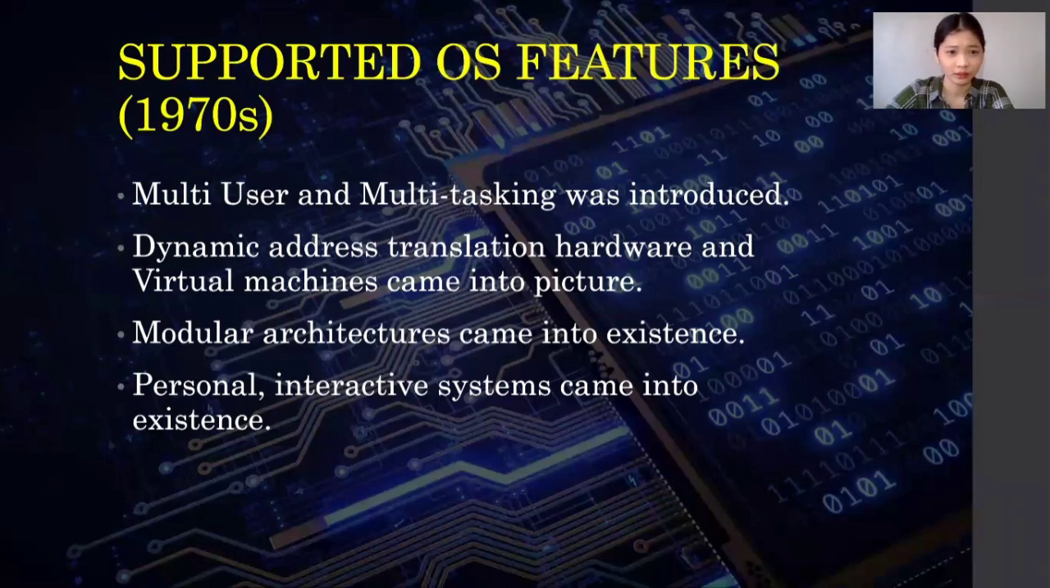So these are the supported operating system features in the 1970s. First, multi-user and multitasking was introduced. Second, dynamic address translation hardware and virtual machines came into the picture. Third, modular architectures came into existence. And lastly, personal interactive systems came into existence.